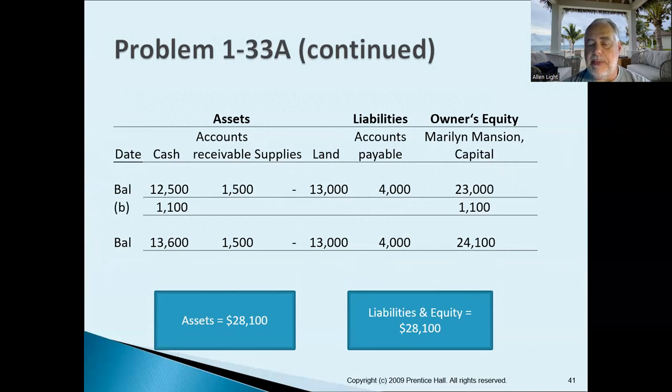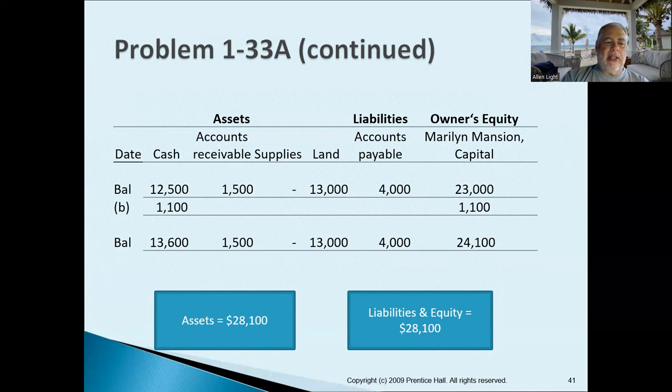Now, in transaction B, the business performed services and received cash. Performed services, that's going to be a key phrase for earning revenue. So what that's going to do is increase cash by $1,100 because that's how much they paid us for the services that were rendered. And $1,100 goes into the capital account. Remember, a few slides ago, we talked about what goes into capital, and one of those items is revenue. So for simplicity, we're just going to add it straight into capital.